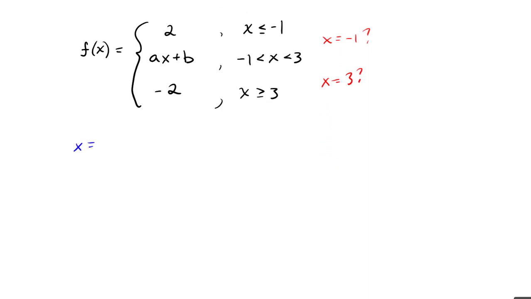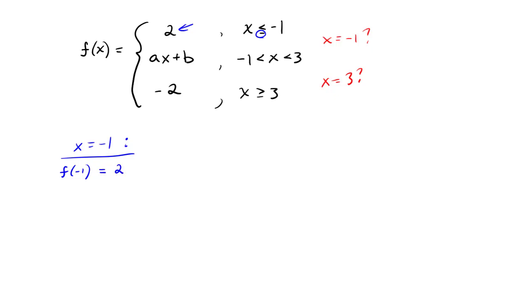So let's look at x equals -1. Let's go through the conditions that we try to ensure. All right, I want to see if it's defined. So does f of -1 exist? Well, there's the x equals -1, and that would say it's 2 there. Okay, so f of -1 is 2.